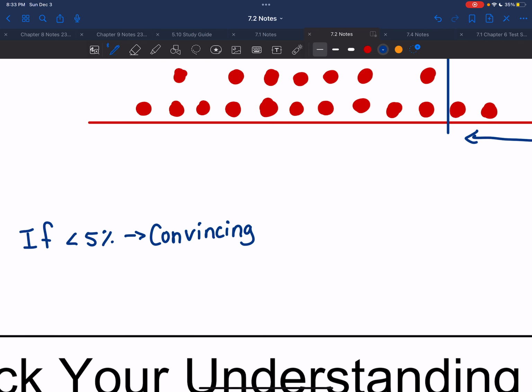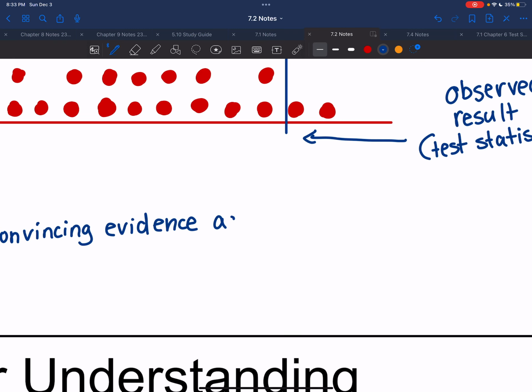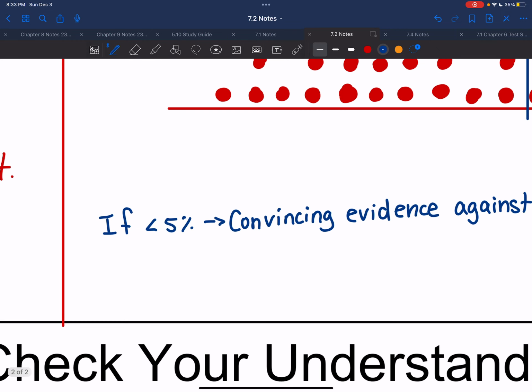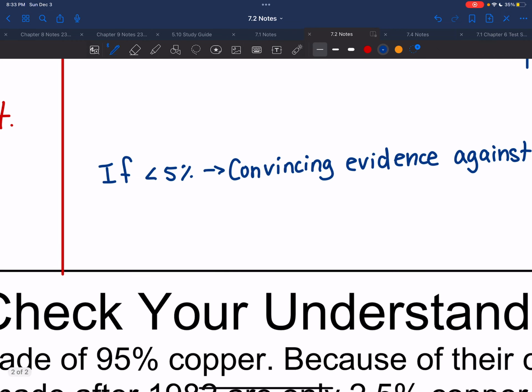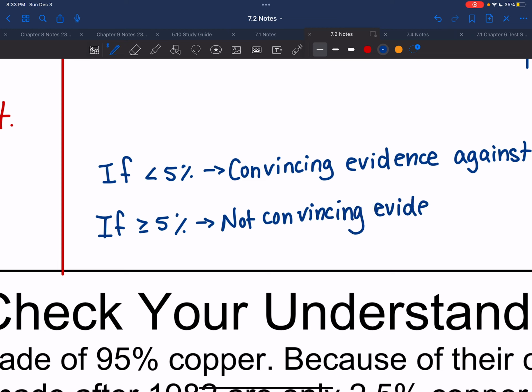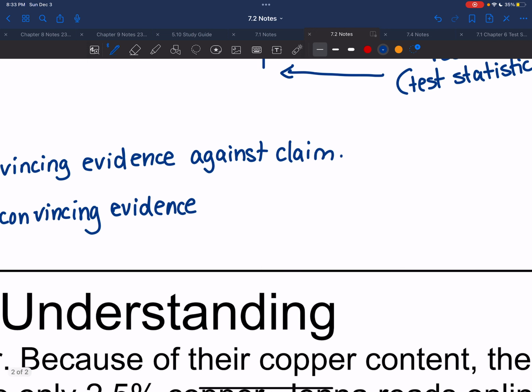Then that means you have convincing evidence against whatever you're claiming. So in the case of Rockford High School, they were claiming that they were just as good as we were. We showed that there's only a 3% chance of that happening. And so we have evidence to suggest otherwise, right? Now, if your value is at or above 5%, then we do not have convincing evidence against your claim.